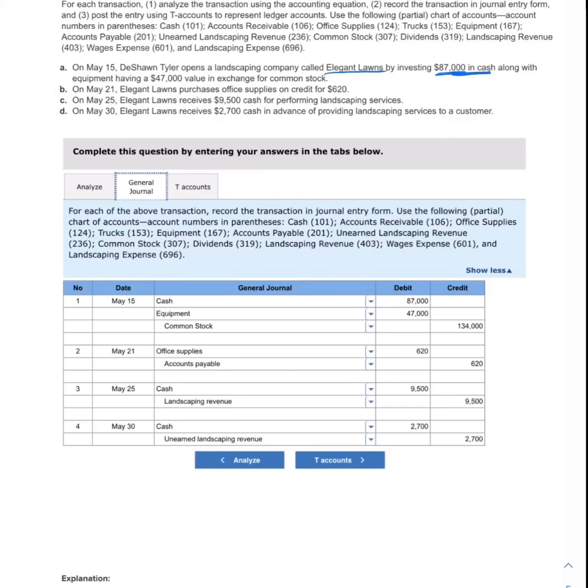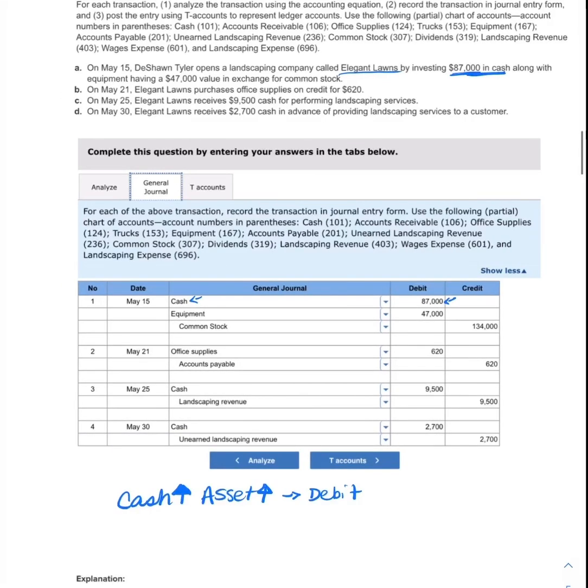What just happened? The business received cash. When the business received cash, the question is, did cash increase or decrease? Well, cash just increased. The next question you need to ask yourself is this: what type of account is cash? Cash is an asset. And if an asset increases, then you debit the asset. So, the very first thing that you see is a debit to cash for $87,000. And that portion of this entry is done.